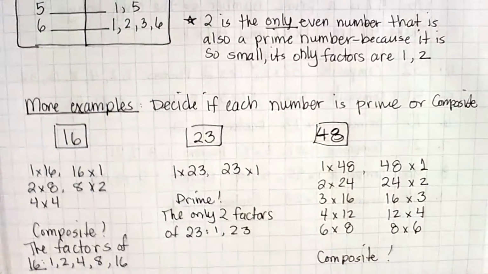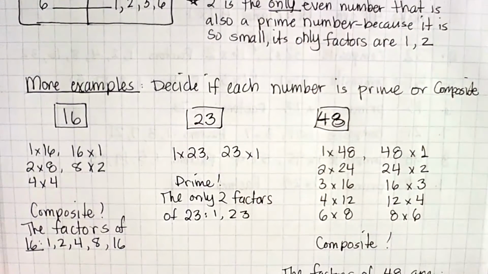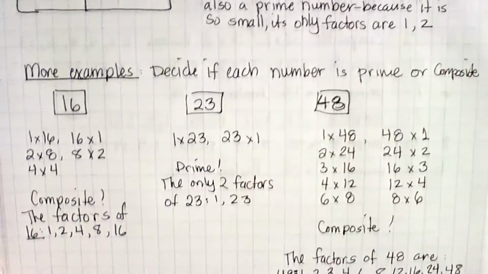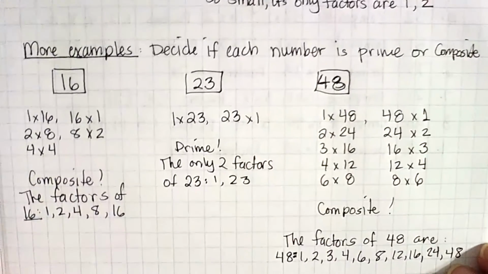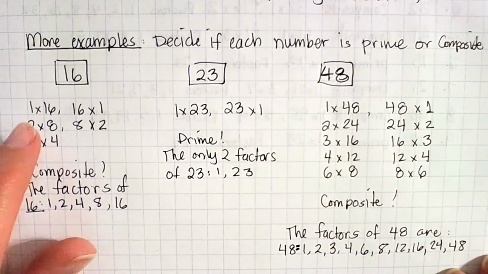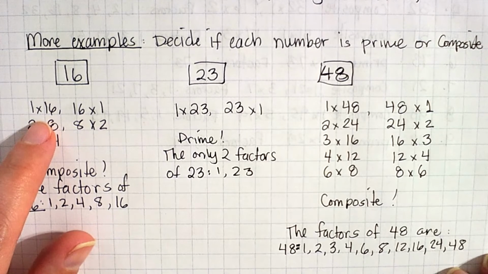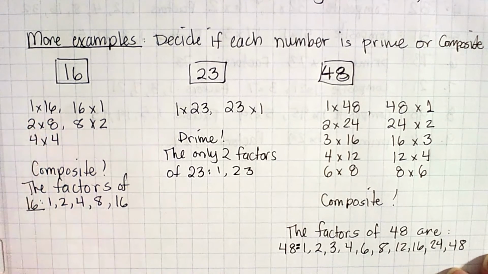So for the examples I put for you down here, we're going to decide if each one of these numbers is prime or composite. So the first number I gave you is the number 16. So the first thing when you're thinking, is 16 prime or composite, think of all the different ways that you can make 16.